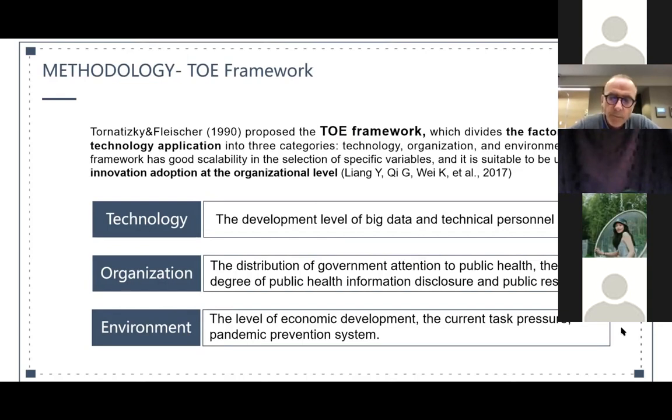T refers to technology, which includes the development level of big data and technical personnel. O refers to organization, which includes the distribution of government attention to public health, the degree of public health information disclosure, and public response. E refers to environment, which includes the level of economic development, the current tax pressure, and pandemic prevention system.